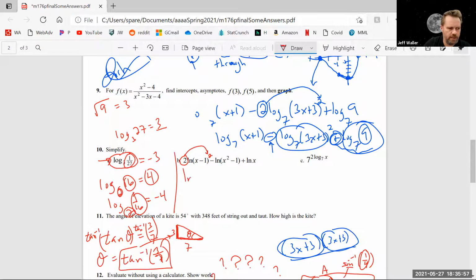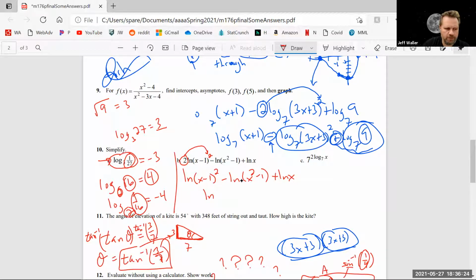So now I got natural log of (x minus 1) squared minus natural log of (x squared minus 1) plus natural log of x. Now I could apply other properties. What do I do when I subtract 2 like base logs? What do I do when I have the difference of 2 logs? How can I rewrite that? Okay.